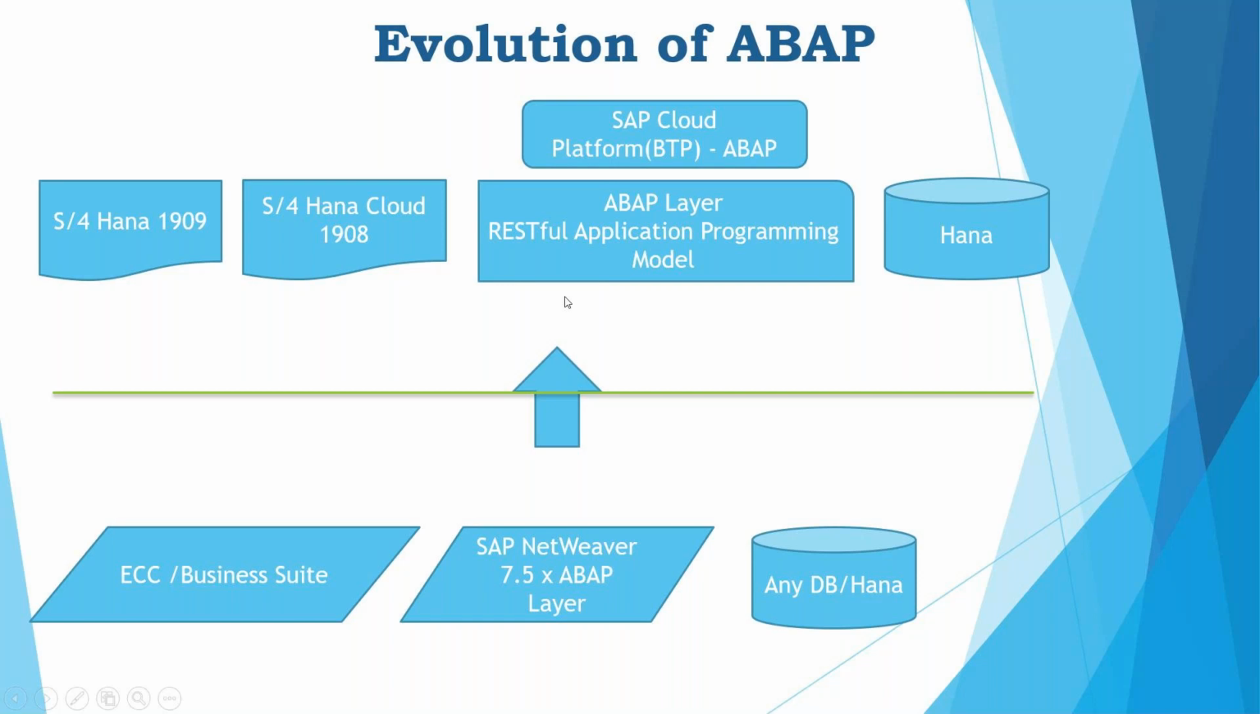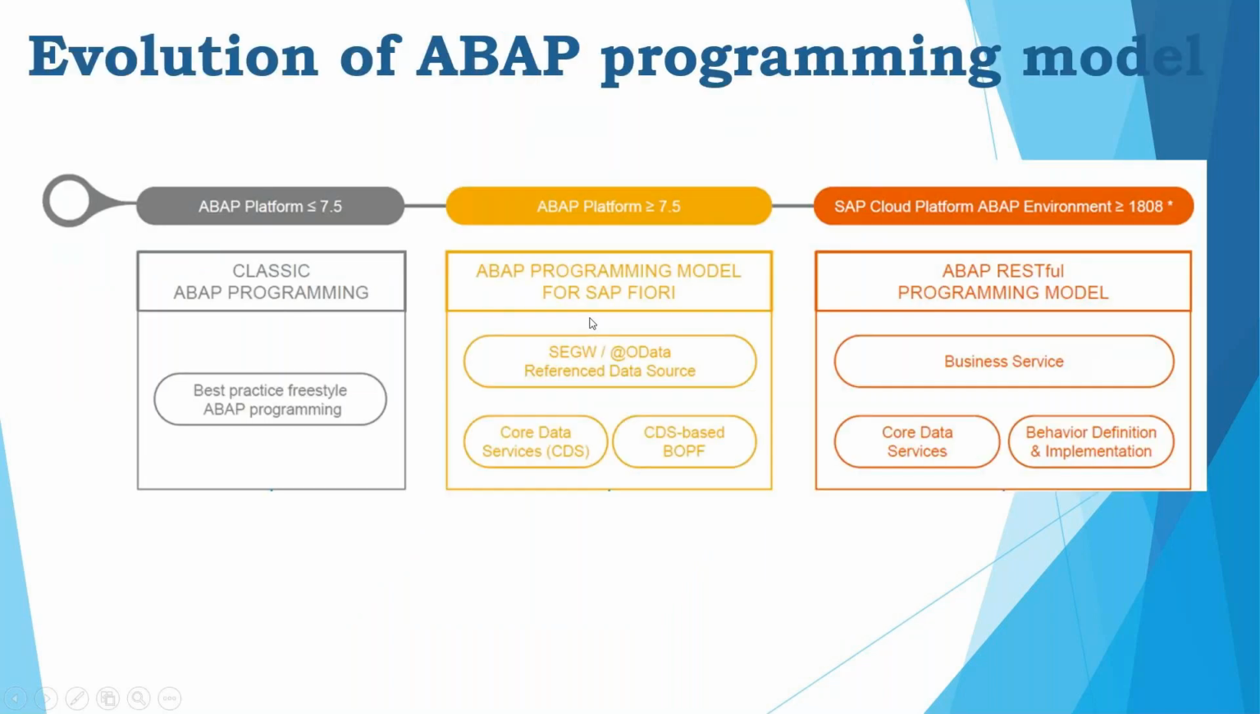No questions. Okay. So now, what is the evolution of the ABAP programming model that has come into the picture? If your SAP system is less than or equal to 7.4, as an architect you can develop only classical programming like reports, SE11, BAPIs, user exits, that's it. But when your SAP system is greater than or equal to 7.4, you have a concept called ABAP programming model for Fiori, and we use SEGW to develop the OData service. Yes, we can develop CDS views, then we can develop CDS-based BOPF.